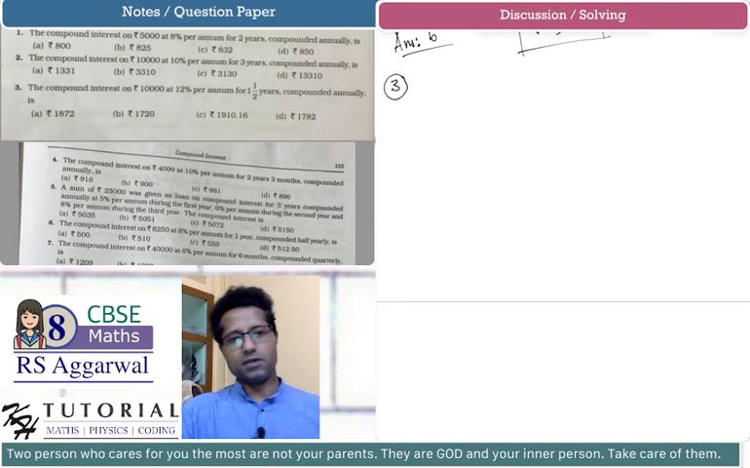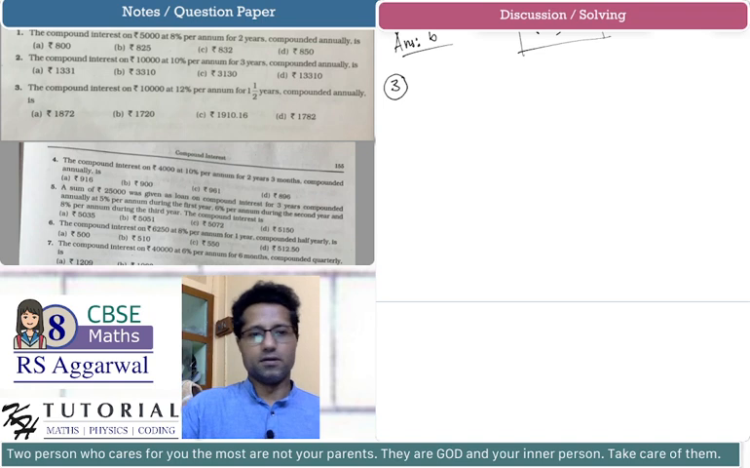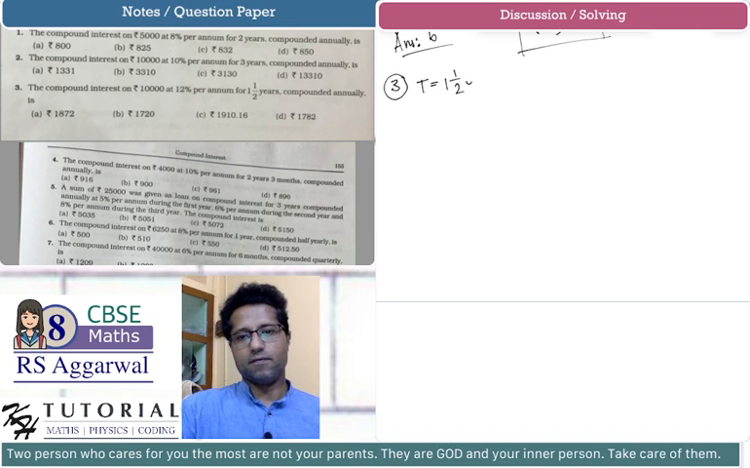The compound interest on 10,000 at 12% per annum for 1.5 years compounded annually. Now here the time is given with a fractional part, that is half. It is 1 year plus half year. So first, T is given to be 1.5 years. We need to convert it to an improper fraction. So this is 3 by 2 years.